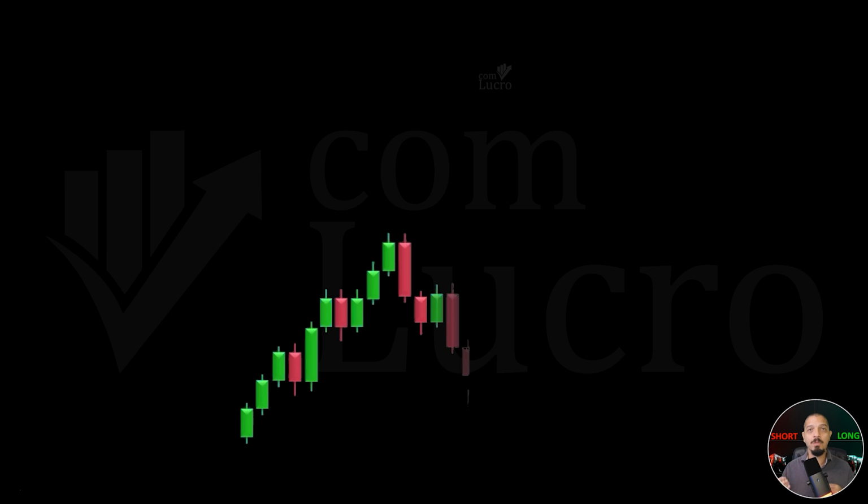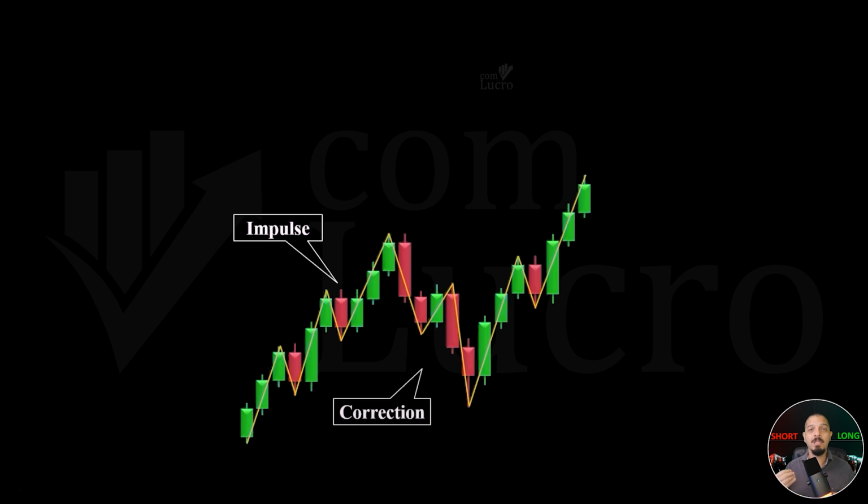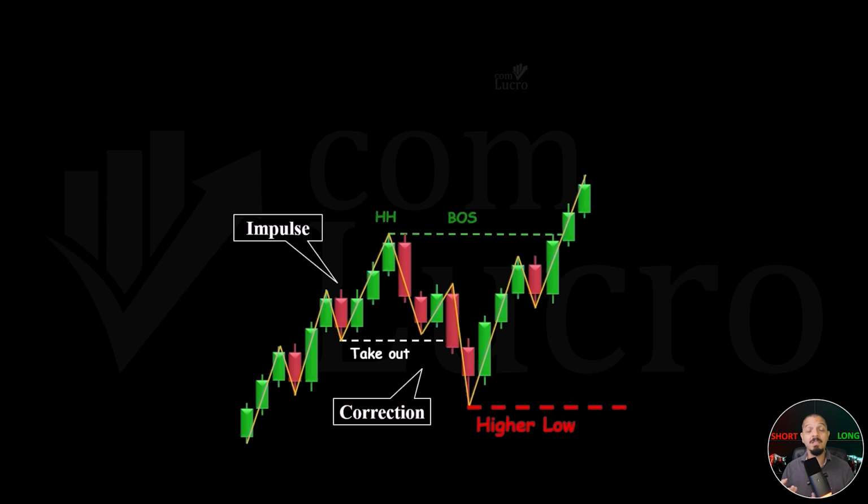A corrective move that follows an impulsive move can include multiple pullbacks, but the key point to focus on is the lowest point of the correction, which is identified as the most recent swing low. This swing low acts as a critical level in the structure, and any break below it can indicate a potential shift in market direction or momentum. It serves as a reference point for determining whether the corrective phase is likely to end or continue.